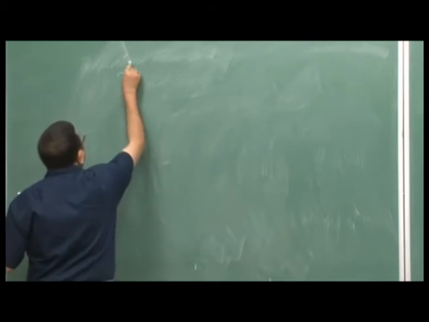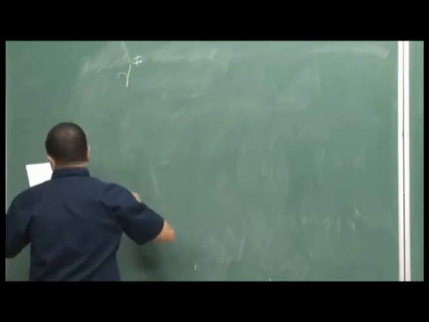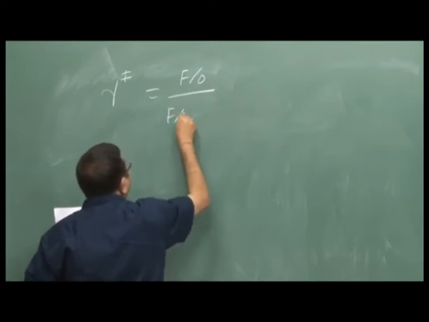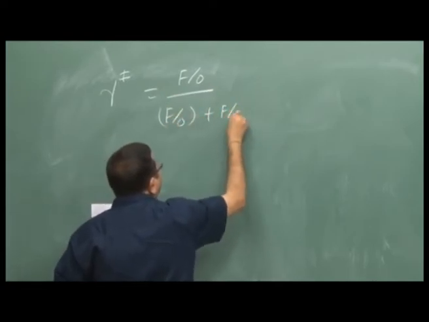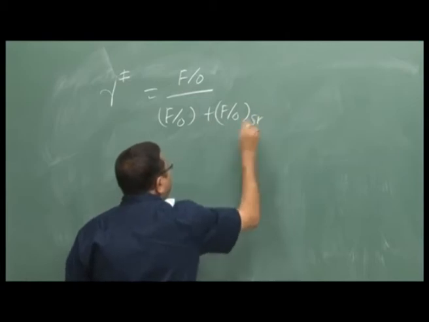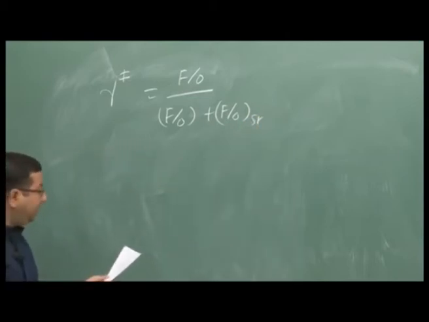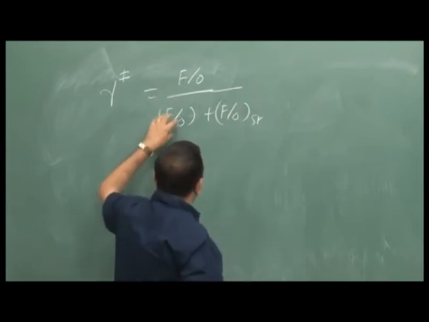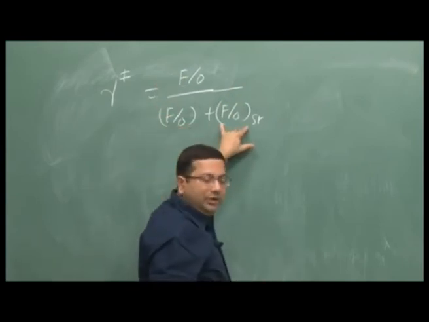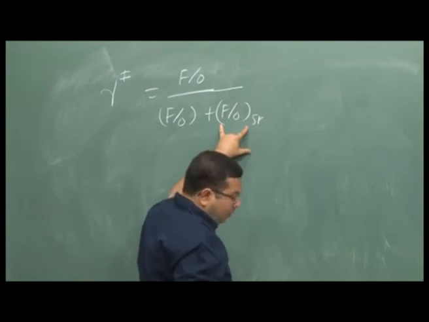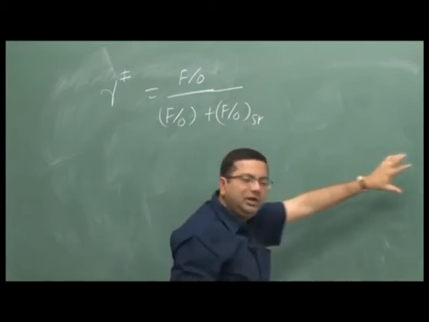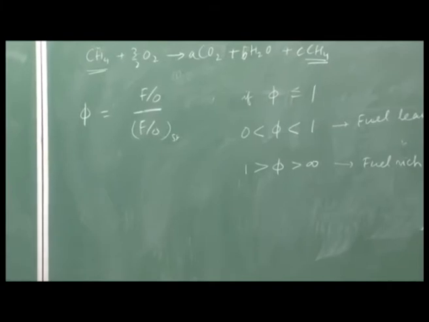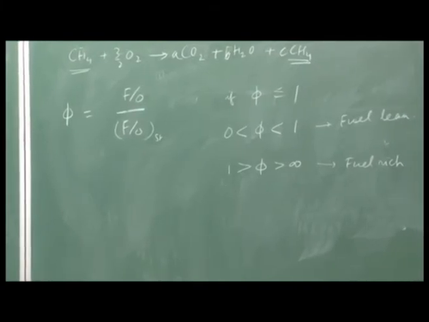It is a parameter given by gamma hat defined as the actual fuel oxidizer ratio divided by the fuel oxidizer ratio plus the stoichiometric fuel oxidizer ratio. Now, it is very similar to equivalence ratio, but typically it is used for computational purpose. Now, why is that so? Let us understand.